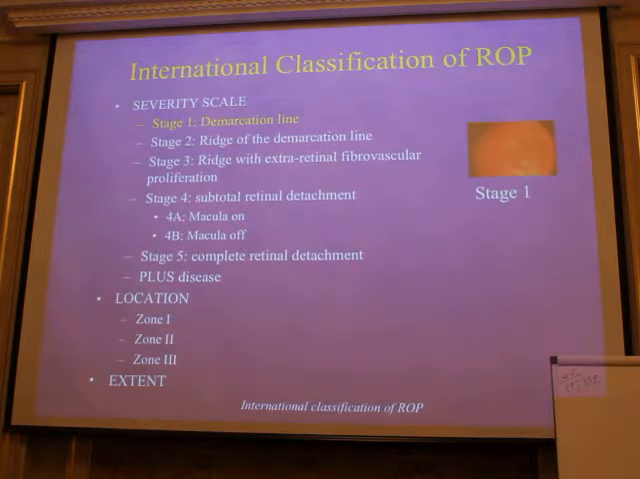Very, very similar. The loss of pericytes, the basal membrane changes. And this goes on in stage 2 to be a ridge in the demarcation line.